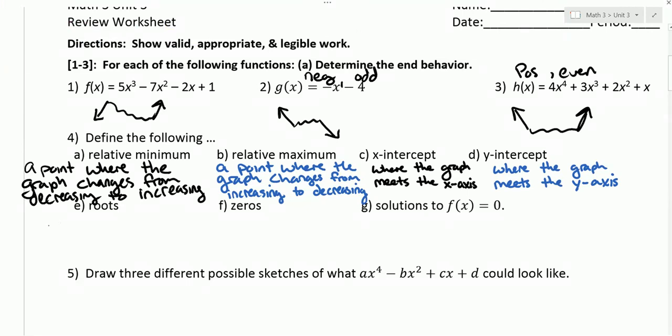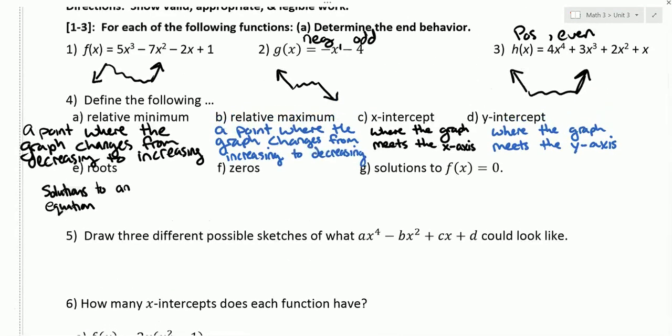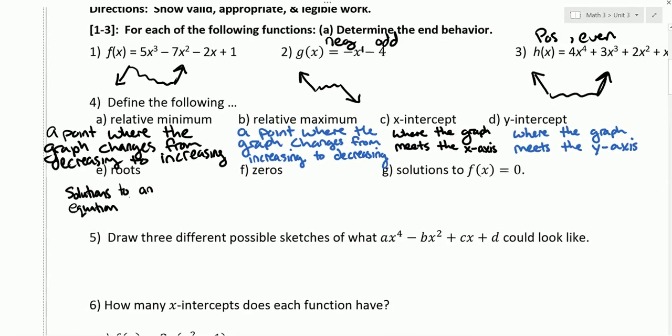Roots are solutions to an equation. So solutions to an equation, and the particular equation is f of x equals 0, or it could be g of x or whatever function, but they're values that you plug into an equation to get 0. They can be real numbers, they can be imaginary numbers, they're roots.